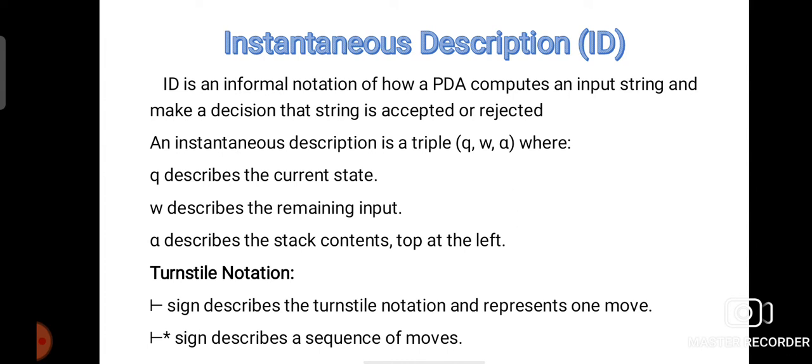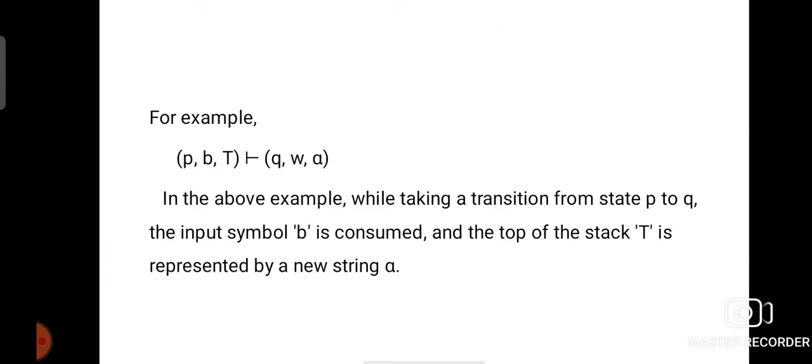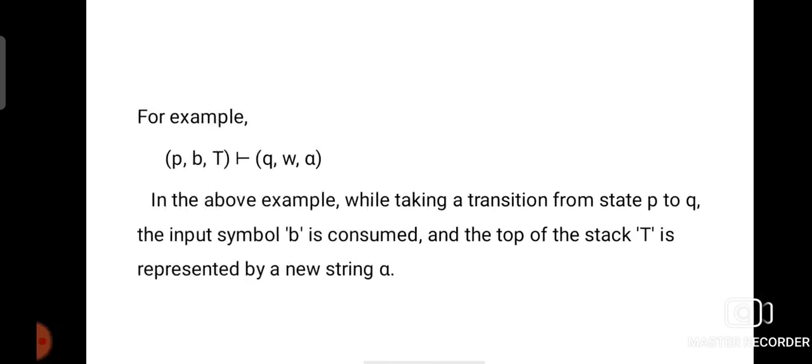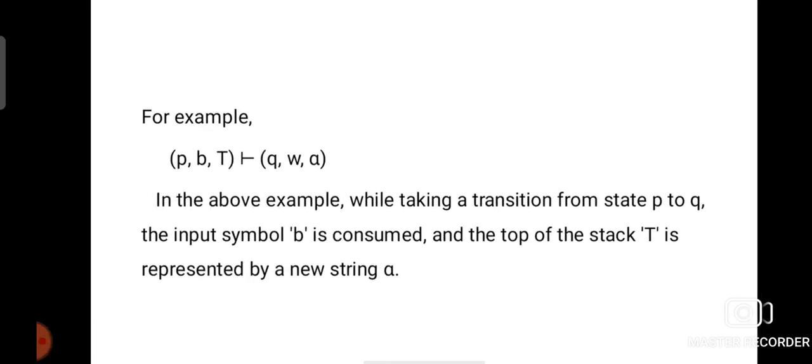Now we will use some more notations while mentioning the instantaneous description, and these two symbols are called turnstile notation. The first one is used to describe one move, and the second symbol with the star is used to describe a sequence of moves. This is an example of an instantaneous description for a particular PDA.